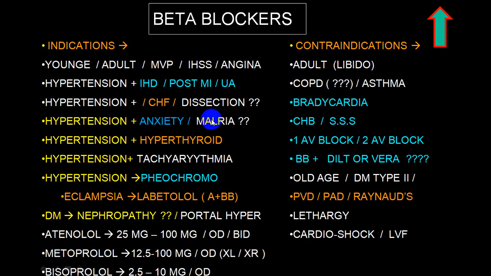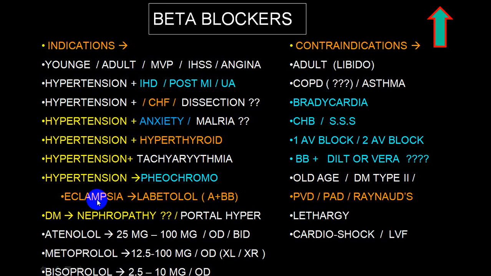They say that in a person who is having malaria, beta blocker can be helpful. In hyperthyroidism, because the person is having hypersecretion during stress, that is blocked by beta blocker. So if a person is hypertensive with thyrotoxicosis, it is beneficial. With tachyarrhythmia, it is beneficial. In a pheochromocytoma, it can be given along with phentolamine, etc., or phenoxybenzamine. So it is a second drug of choice in pheochromocytoma.